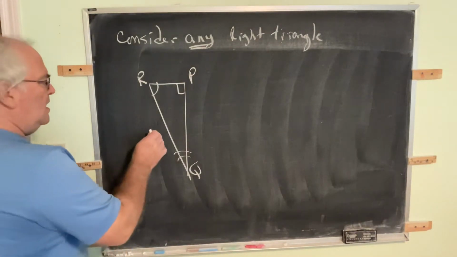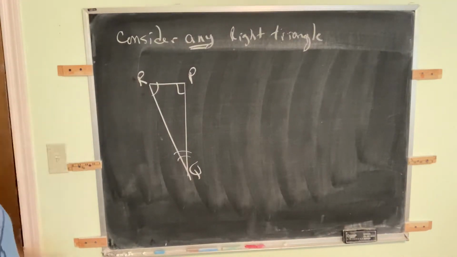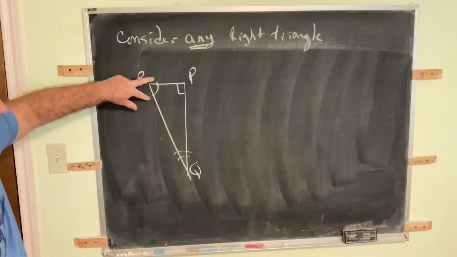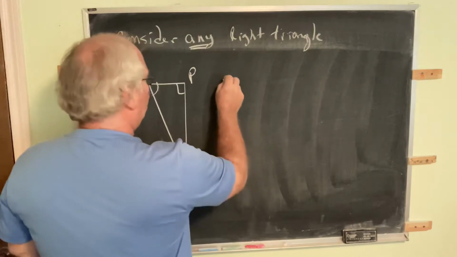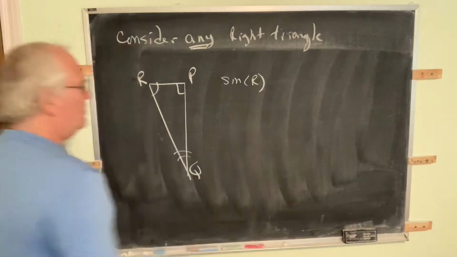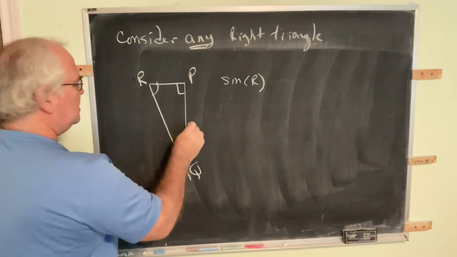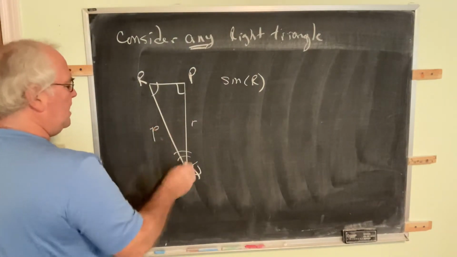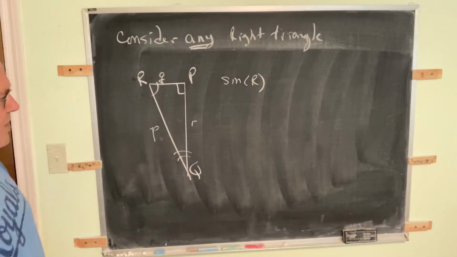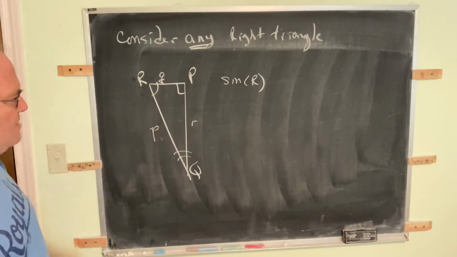All right. So what do we know? What do we know about angle R? Well, what is, for example, sine of angle R? Well, let's label the triangle here. Let's call this lowercase r. Let's call this lowercase p. Let's call this lowercase q. The side opposite is the angle. So this is lowercase q, this is lowercase r, this is lowercase p.